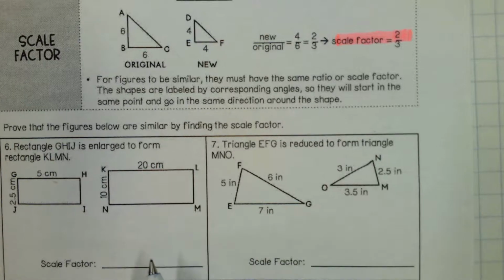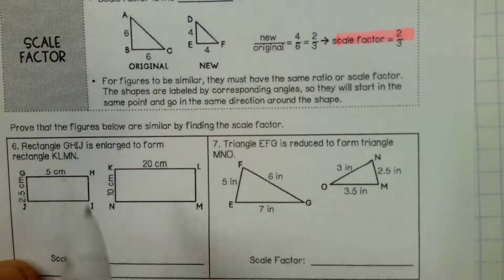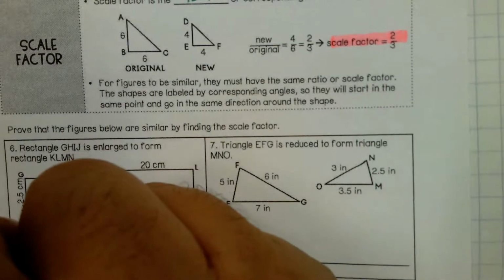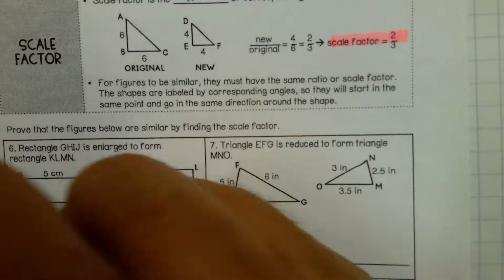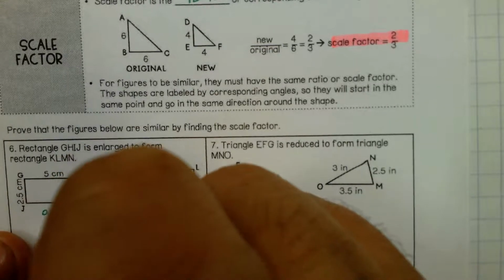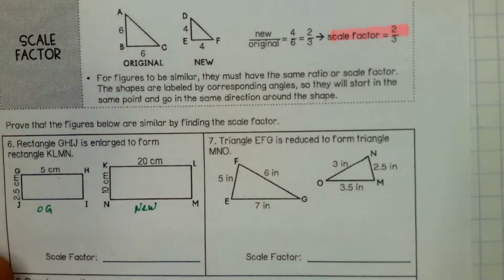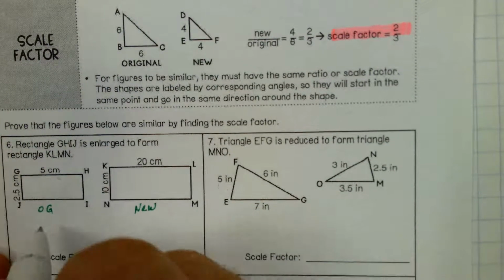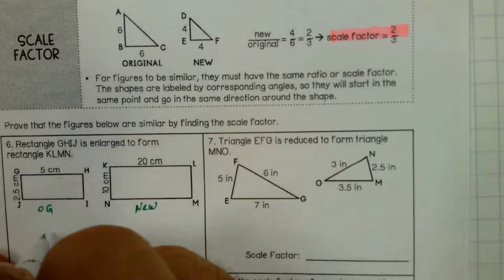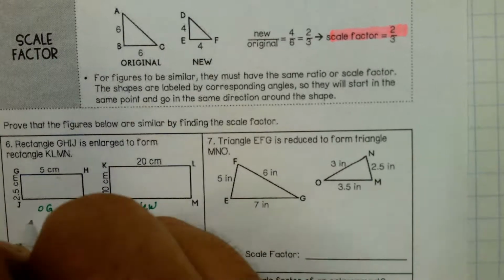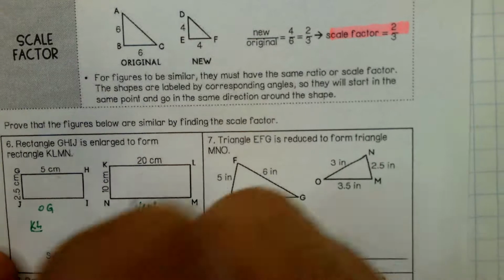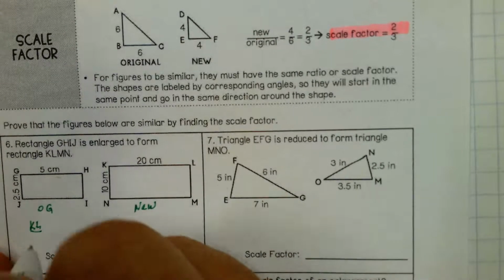So let's make a scale factor. Let's say that this is the original and this is the new. Okay? So let's make a scale factor. So let's start with KL over GH.